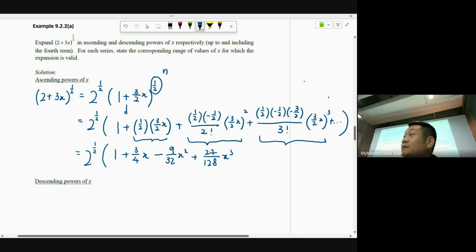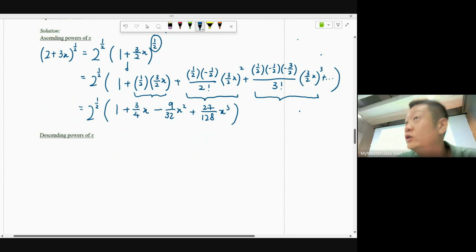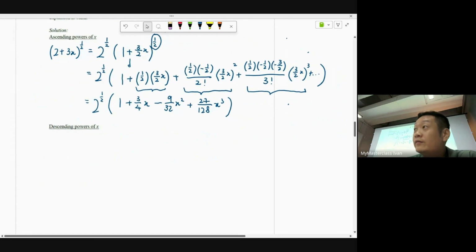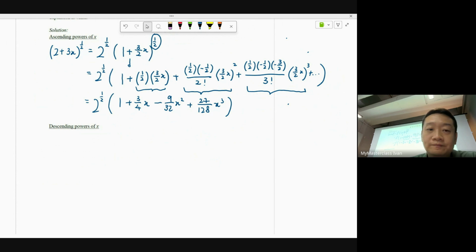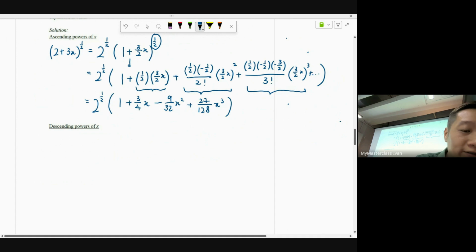Binomial is free marks. But binomial will not come in alone in one question. Then close. And that's it. Just leave it like that. No need to multiply the root 2 inside. Plus dot dot dot? No need. Only at the start you need to plus the dot dot dot. After that, no need.